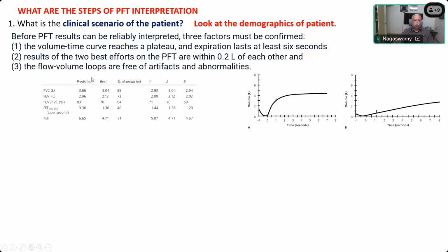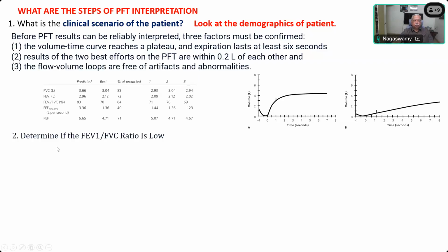And the third is flow volumes are free from artifacts and abnormalities. So if all these three criteria are fulfilled, then that PFT is quite dependable and you can go ahead and interpret that. So this is the basic thing that we have to understand.